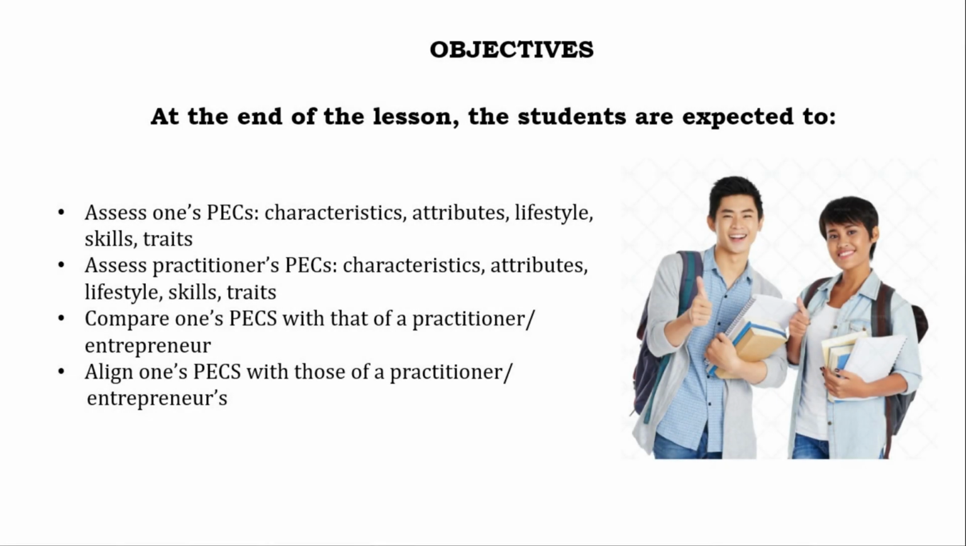At the end of the lesson, you, the students, are expected to: 1. Assess one's PECs, characteristics, attributes, lifestyle, skills, traits. 2. Assess practitioner's PECs, characteristics, attributes, lifestyle, skills, and traits. 3. Compare one's PECs with that of a practitioner or entrepreneur. And 4. Align one's PECs with those of a practitioner or entrepreneur.